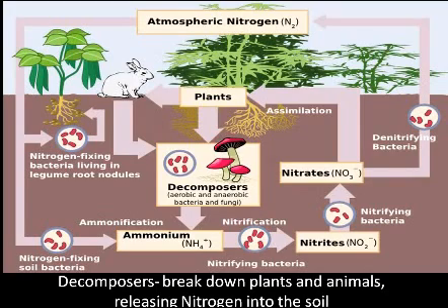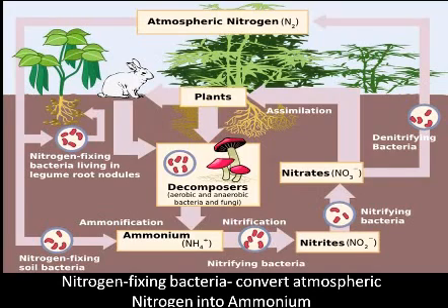When plants and animals and other living things that contain nitrogen die, they'll be broken down, and the nitrogen in their bodies will be released into the soil. Another way for nitrogen to be taken from the atmosphere and put into the soil is through nitrogen-fixing bacteria. Nitrogen-fixing bacteria convert the atmospheric nitrogen into ammonium. Ammonium is 1 nitrogen atom bonded to 4 hydrogen atoms.